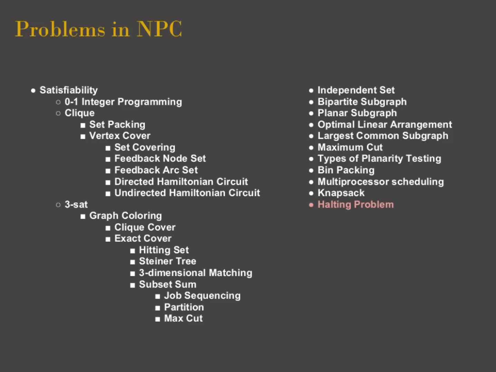So you can see a lot of problems over here that you might have heard of: graph coloring, subset sum, Steiner tree, vertex cover. These are pretty basic and famous problems in NPC. The problems on the right here, just some more problems I wanted to list: bin packing, knapsack, independent set, other problems that you might be familiar with. The halting problem is in pink there because that problem is actually unsolvable.